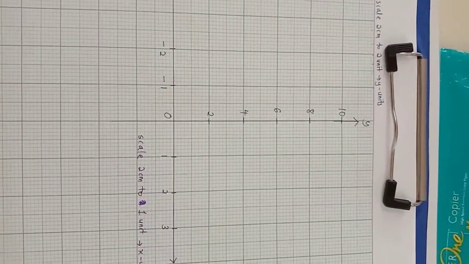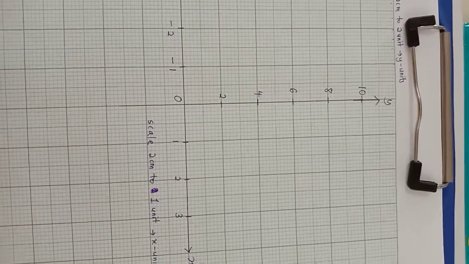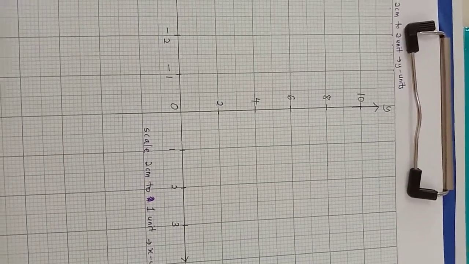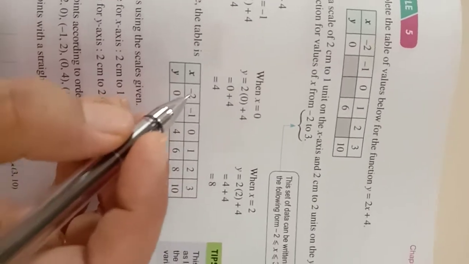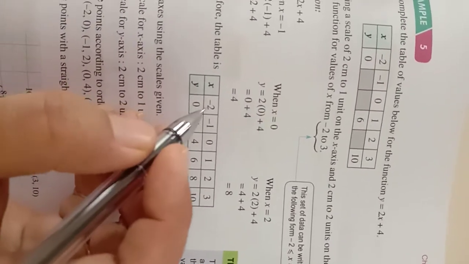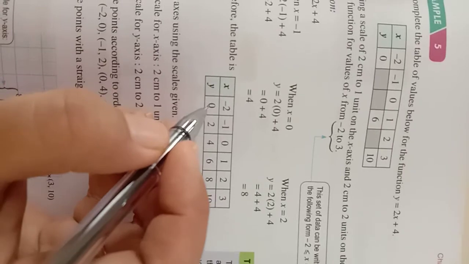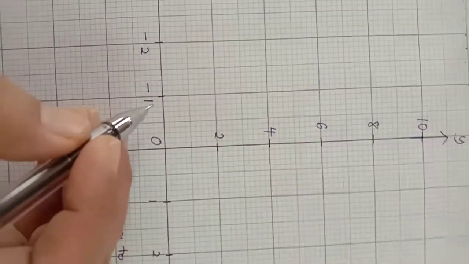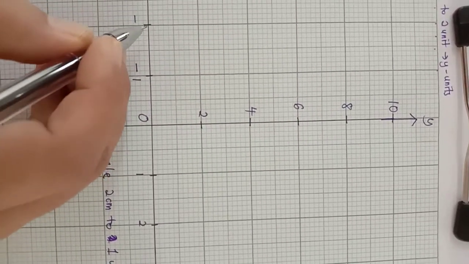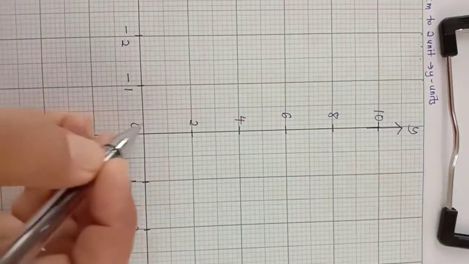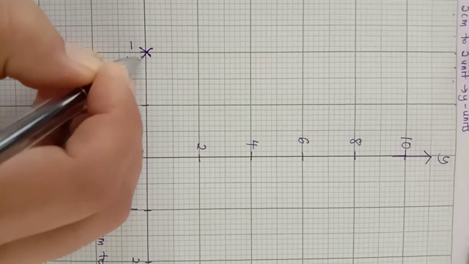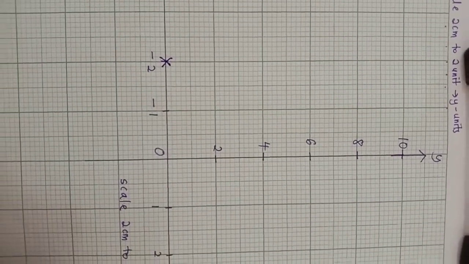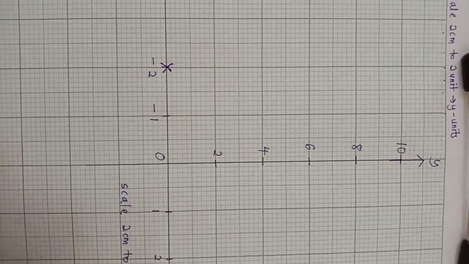After you draw the axes, next you need to plot. The first coordinate is negative 2, 0. See? x is negative 2, y is 0. Where? Okay, this is x negative 2, but y 0 is here. So the mark point is here. You make a cross or a dot, it depends on you. Some students use a dot, some students use a cross. It depends on you.